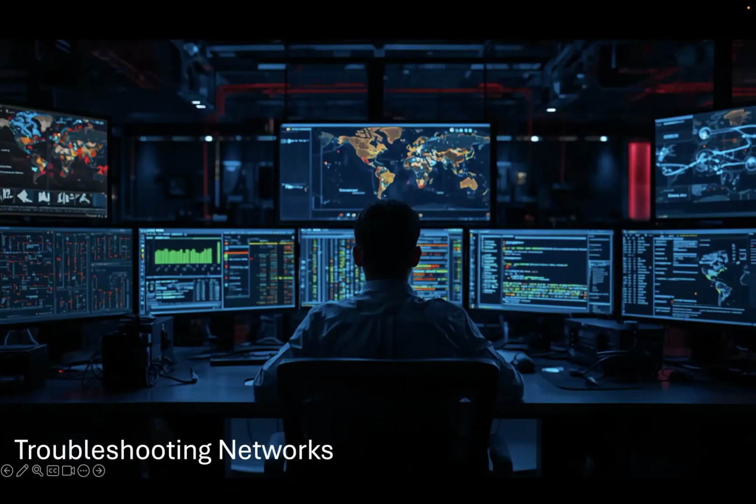CompTIA teaches a 7-step troubleshooting process. Identify the problem, establish the theory, test the theory, plan the fix, implement the solution, verify functionality, document findings. And honestly, a huge portion of IT work is troubleshooting. So if you bring up ping and you type Google, but with one O.com, what happens? Do you get a response? Is that a DNS problem? Is it a network problem? Troubleshooting often is about eliminating possibilities systematically.